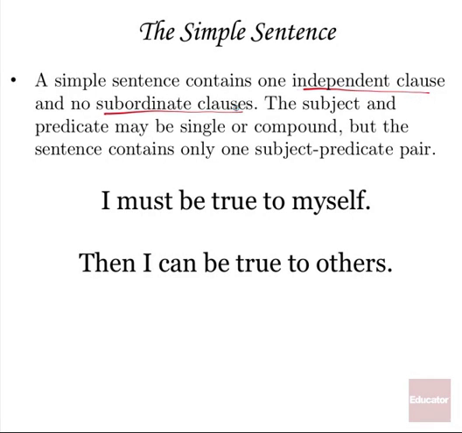It depends on the independent clause. It is subordinate to it. A simple sentence has only an independent clause. The subject and predicate may be single or compound, but the sentence contains only one subject-predicate pair. So, I must be true to myself. The subject is I, and the predicate is must be true to myself. Then I can be true to others. Again, the subject is I, and the predicate is can be true to others.